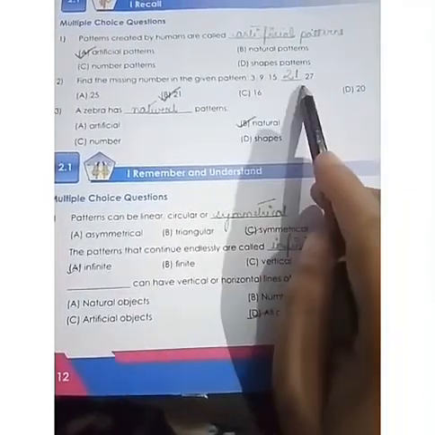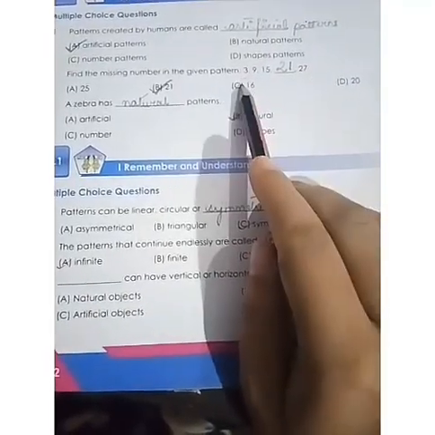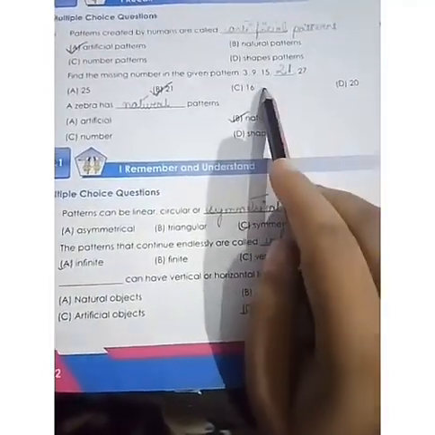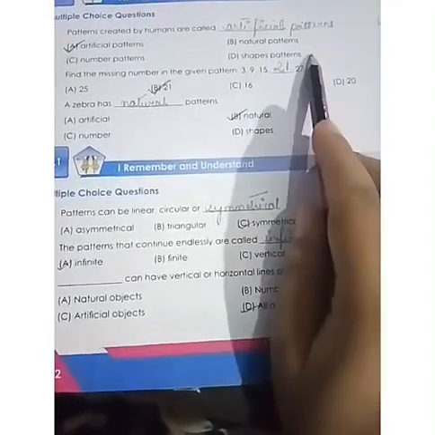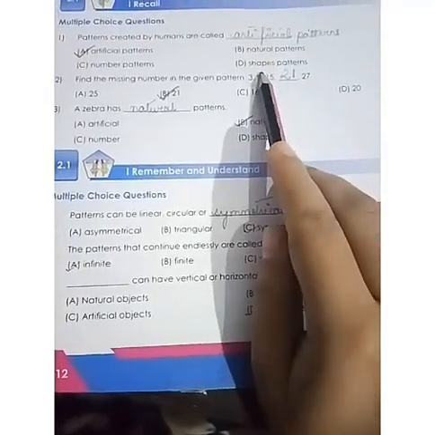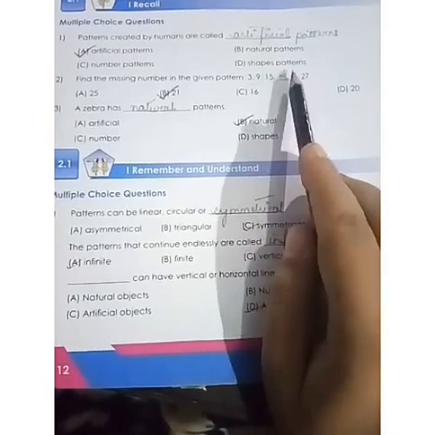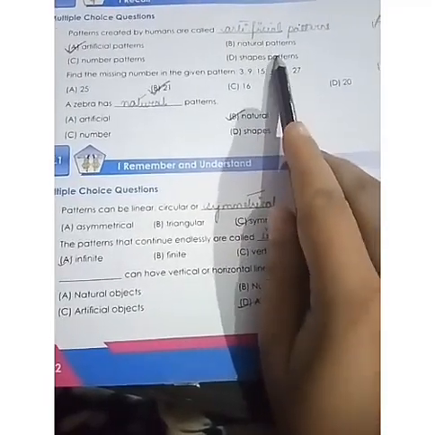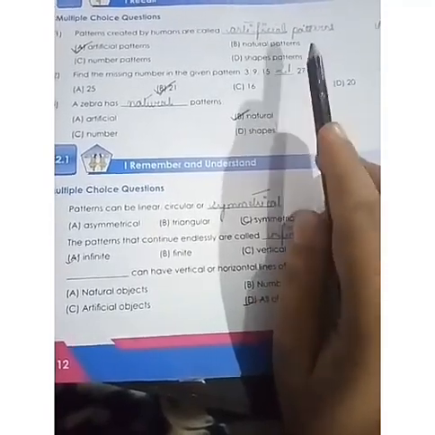We can also use the multiplication table of 3, but we have to skip some numbers. 3 1s are 3, 3 2s are 6, you skip it, then 3 3s are 9, 3 4s are 12, you need not write it. 3 5s are 15. Similarly, you skip 6 and you do 7. 3 7s are 21. 8 you skip it and 3 9s are 27.